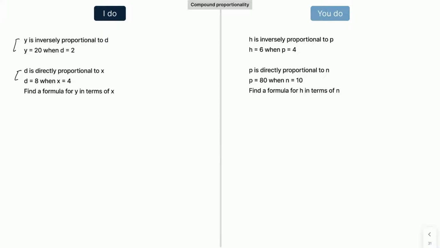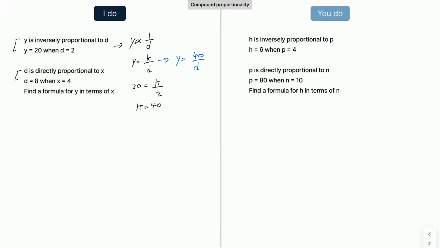So if we just start off with this here, we can say that y is inversely proportional to d. We can then say that y is equal to k over d. We can now sub in y and d, which means that k is equal to 40, which means the formula can be written as, in fact, I'll just use blue, y is equal to 40 over d. Okay, so that's one formula that we've gotten.